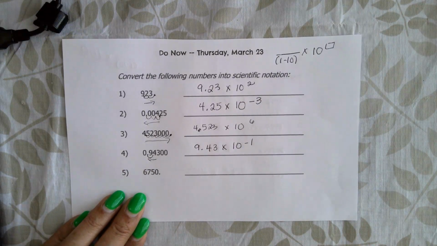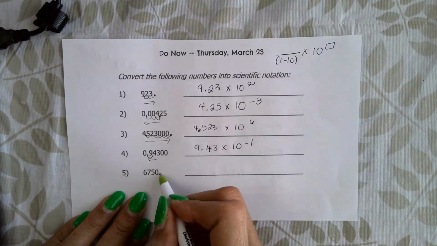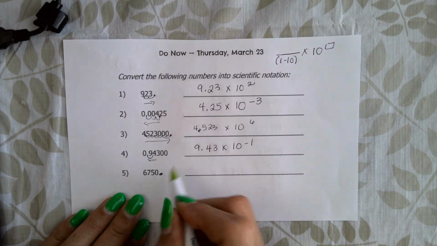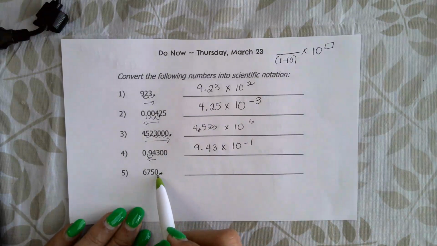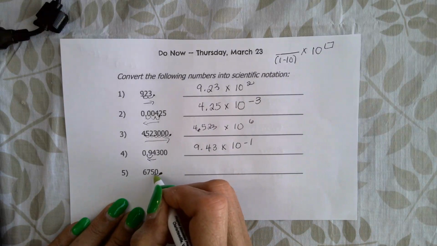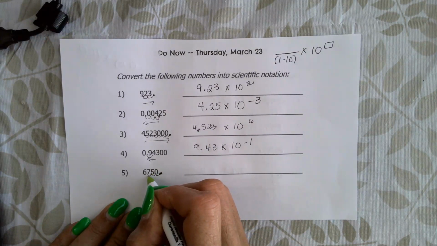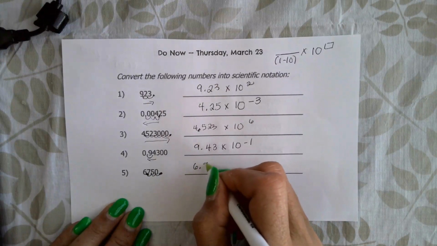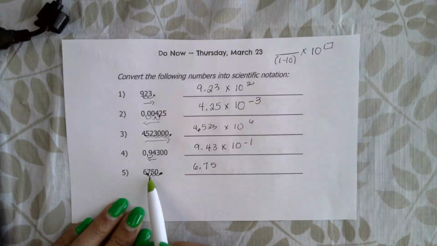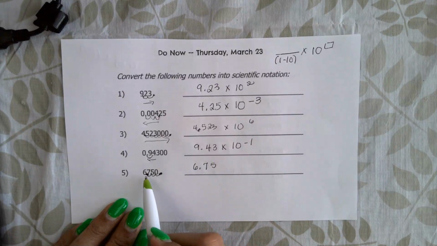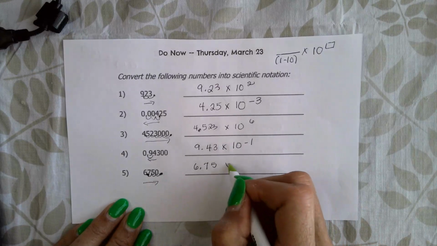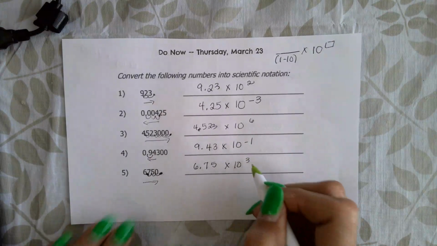Okay, my final one, 6,750. My decimal point is here. We need to get between 1 and 10. So let's move it. 1, 2. We get here. We have 6 and 75 hundredths. How many spaces did we move it in which direction? We're going to the right from this new to my original, to the right, so it's going to be positive. 1, 2, 3 spaces times 10 to the 3rd power.